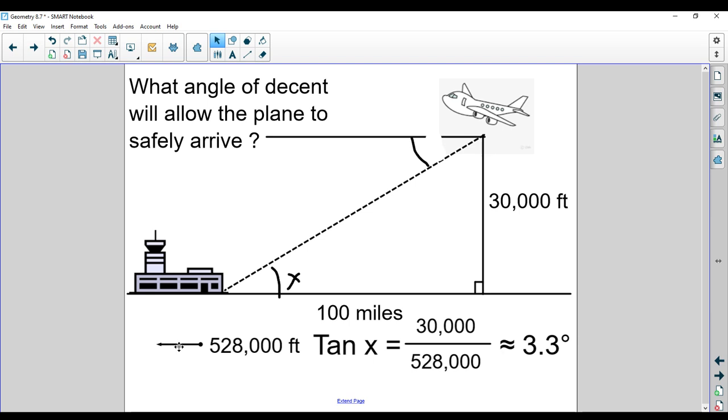Now, I rounded to the nearest tenth. It was actually 3.25 or something like that. So if we're rounding it to the nearest whole degree, which we typically do, then 3.3 degrees would be the degree measurement there.